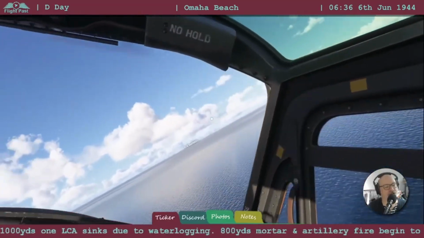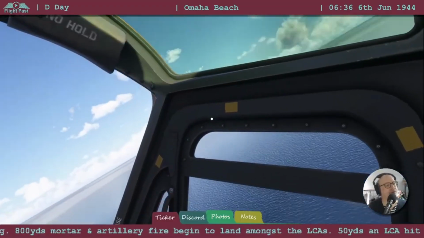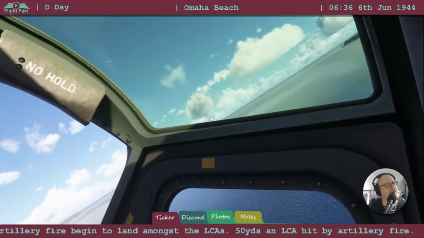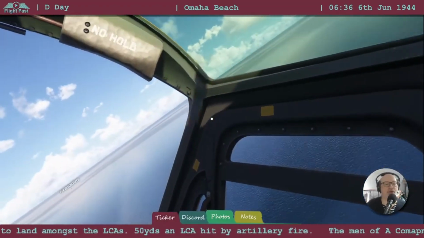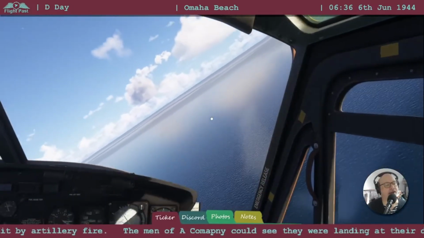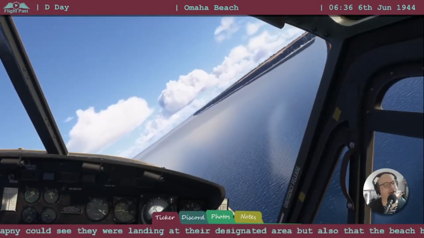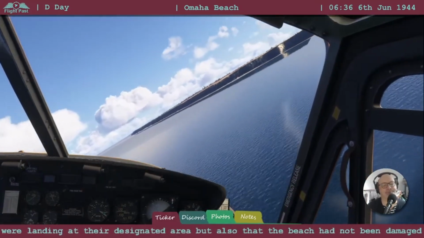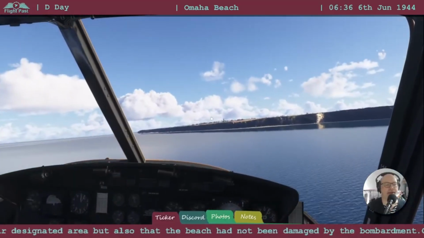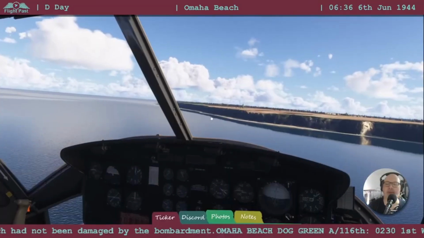Let's not crash. It's always difficult flying over water. By the way, if you want to join me, you can. If you see me online live, I'm on the server. I'm Fly European West, and you can join and fly and join in.